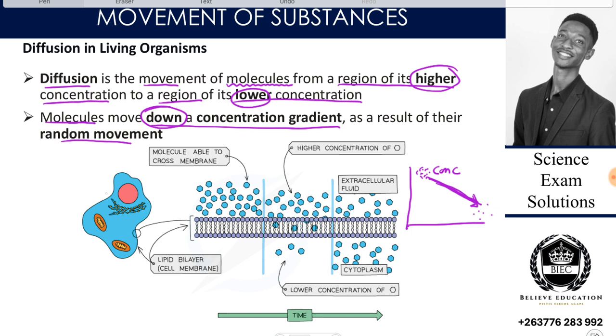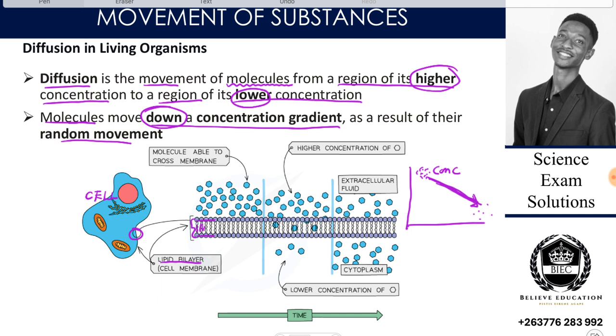If we look at our diagram, we have our cell, and here we have what is called a lipid bilayer, which is the cell membrane. This cell membrane is a bilayer because we have this layer and this layer. These two layers form a bilayer, and in between there are some things present.